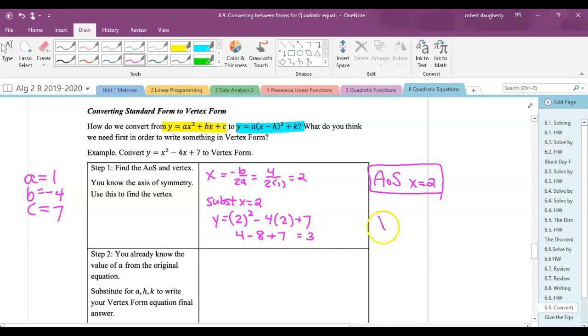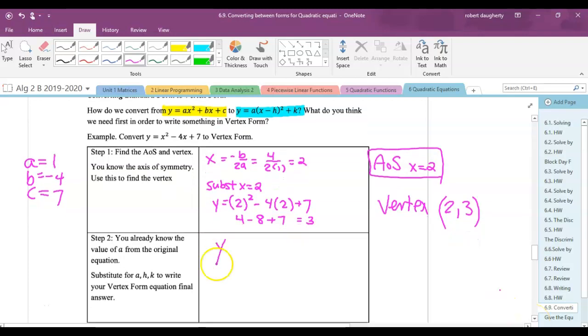So I know that the vertex is what point? 2, 3. So vertex form, what's the equation for vertex form? y equals what? a(x minus h) squared plus k. Do we know all of those things? Yeah, what is h? 2. What is k? 3. What is a? 1. Okay.